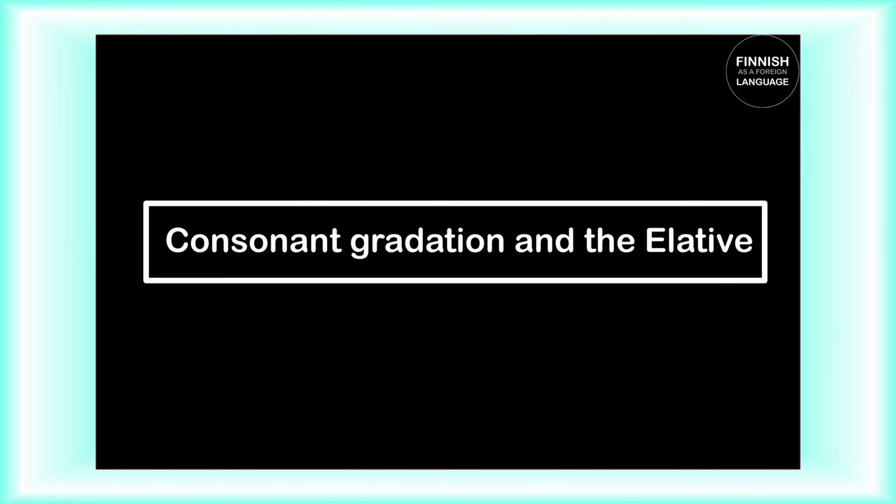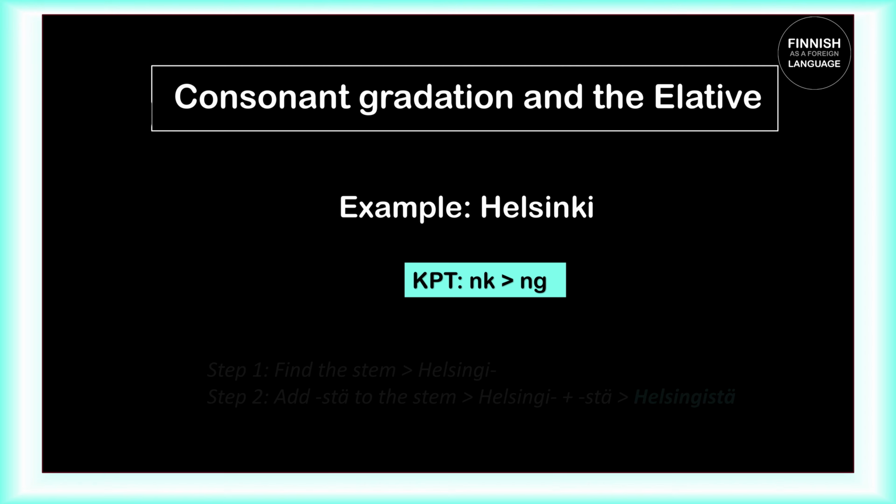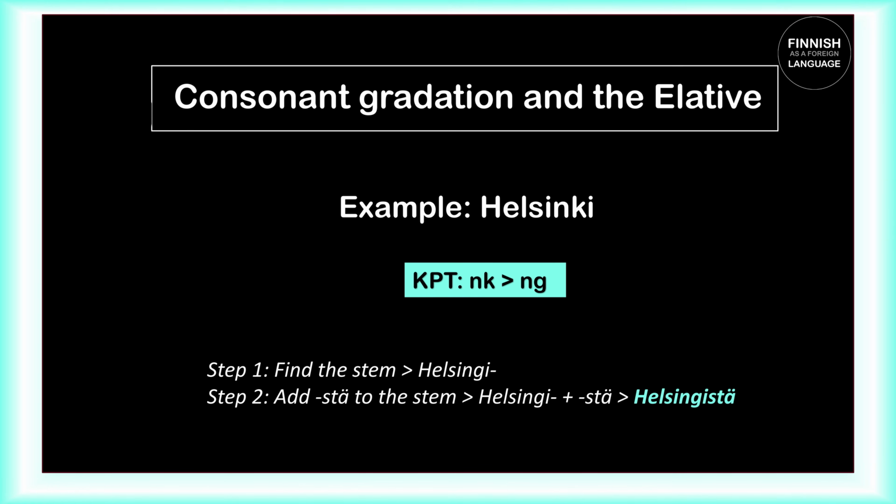Alright, as already mentioned in the introduction, the elative case is affected by the consonant gradation. So let's take a look at one example here. Helsinki. The consonant gradation here is that NK changes to NG. So when we want to form the elative case out of it, then again we have to find in the first step the stem, which is Helsingi. So NK here changes to NG. And then in the second step we have to add stä to the stem, which means we get Helsingi plus stä is Helsingistä, which is the elative case here, which means from Helsinki or out of Helsinki.